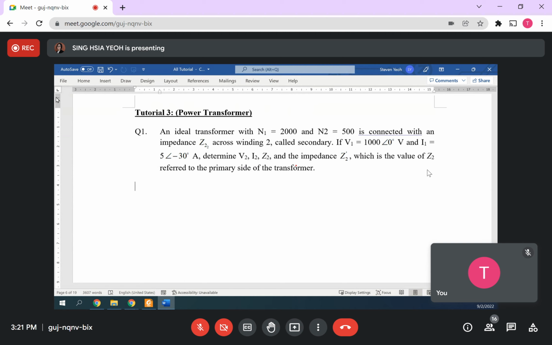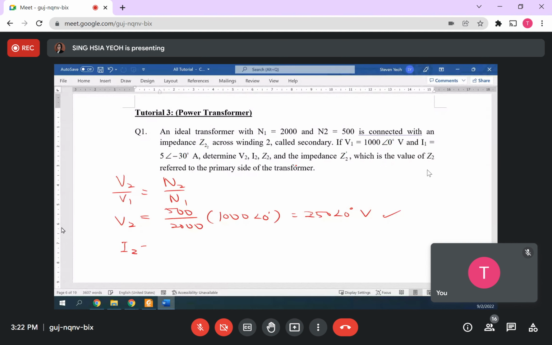V1 you have already, right? So you want to have V2, no problem. Then you already know the N1 and N2 relationship, 2000 and 500. So V2 over V1 equals N2 over N1. N2 will be 500, N1 2000. So your V2 equals N2 over N1 times V1 1000. So you get your V2. Any problem? This is the answer.